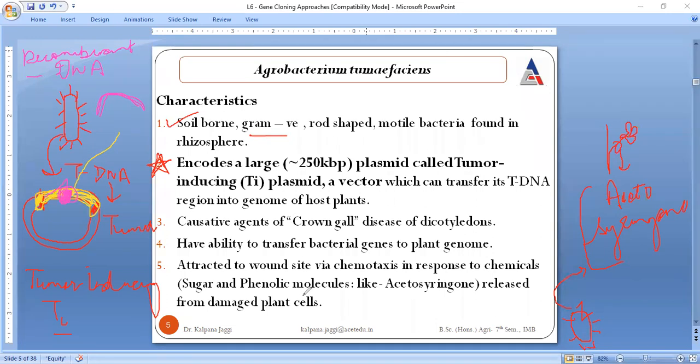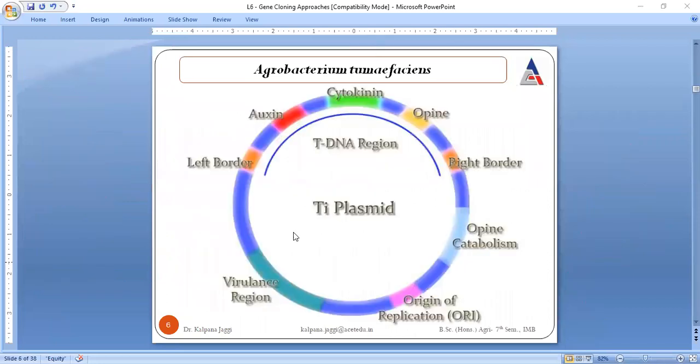So these are certain features of Agrobacterium tumefaciens. This is the diagrammatic part of Agrobacterium tumefaciens. See, here we have many regions. The very first region, and the important one that I will be discussing, is the T-DNA. It is bordered by base sequences: the one on the left side is called the left border, and the one on the right side is called the right border, right?